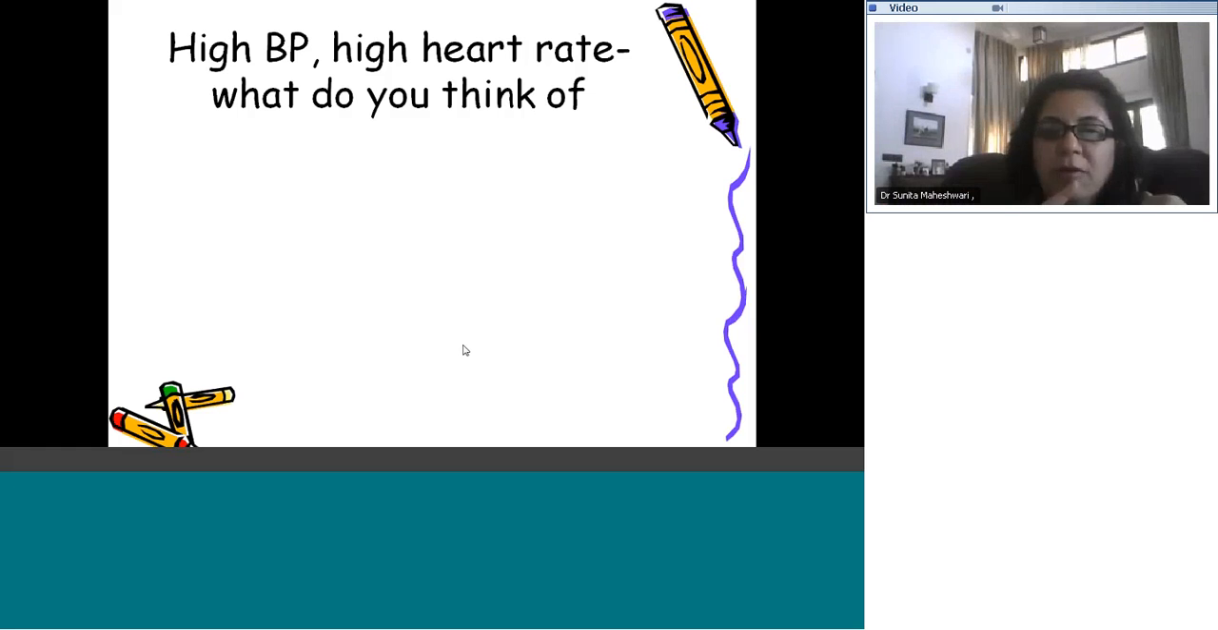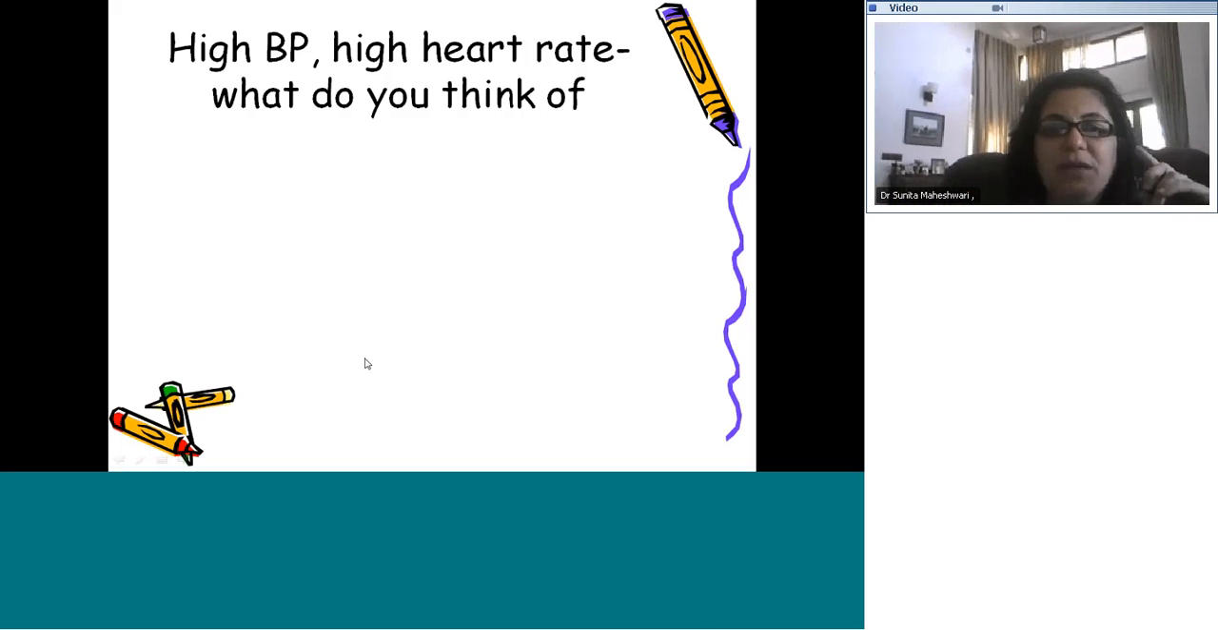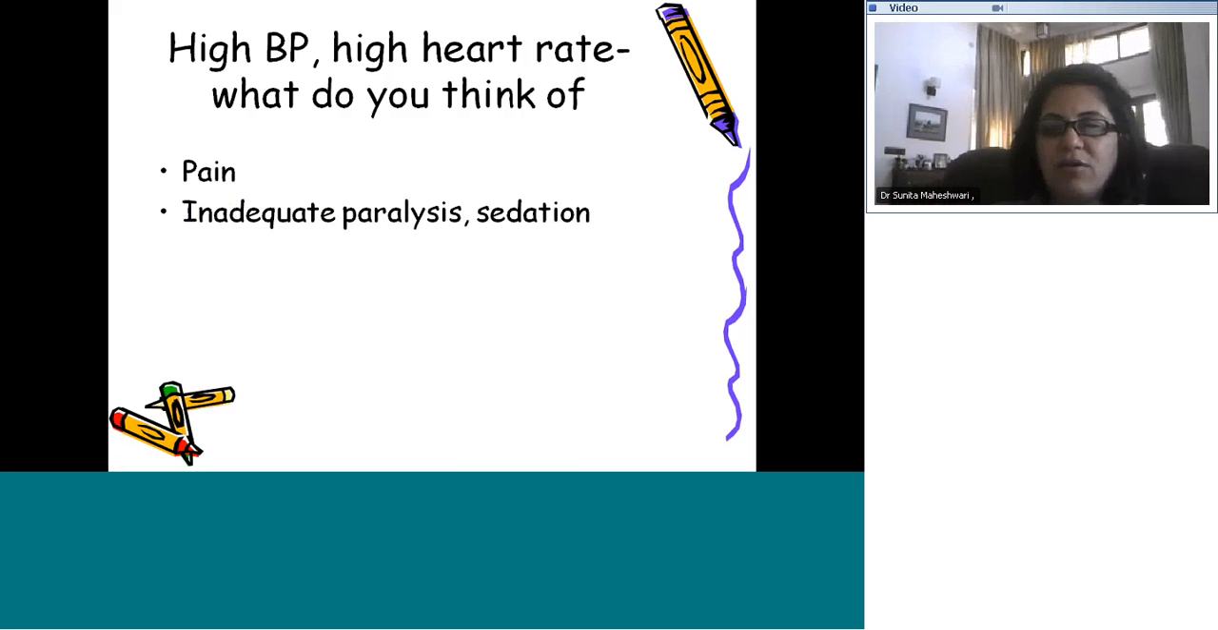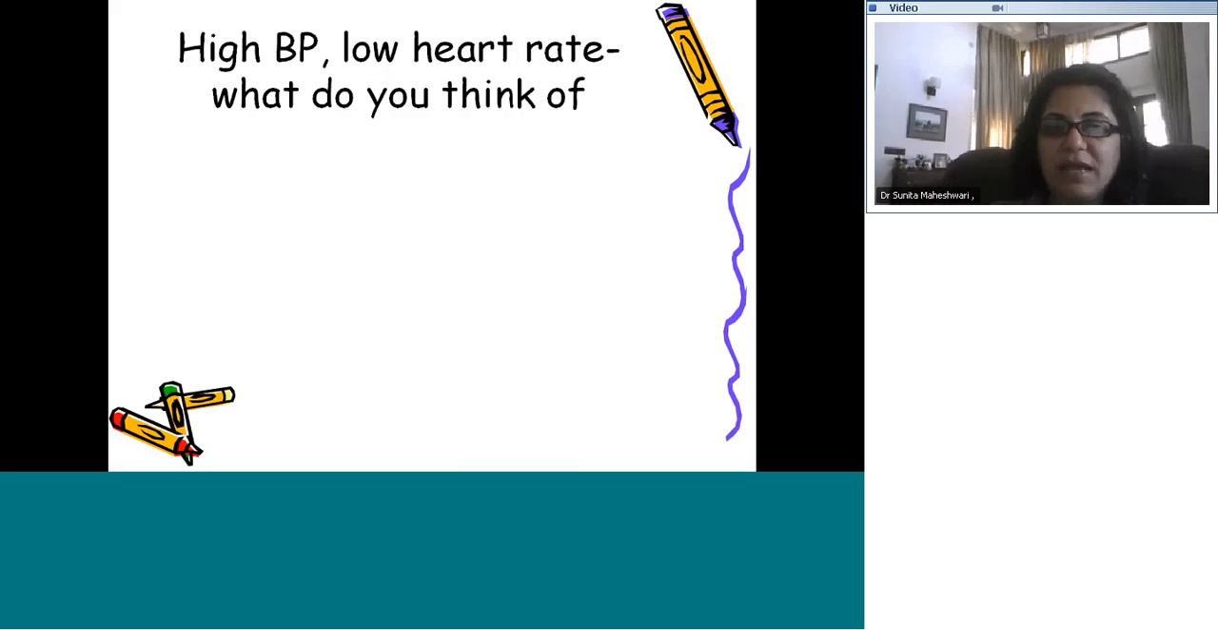So you can think of an excess inotrope, deficient sedation, or a patient who's paralyzed and not sedated enough. But pain is the first thing you must think of. High BP, high heart rate, look at the pain meds. Have I given this baby enough analgesia? Okay, after pain, inadequate paralysis and sedation.